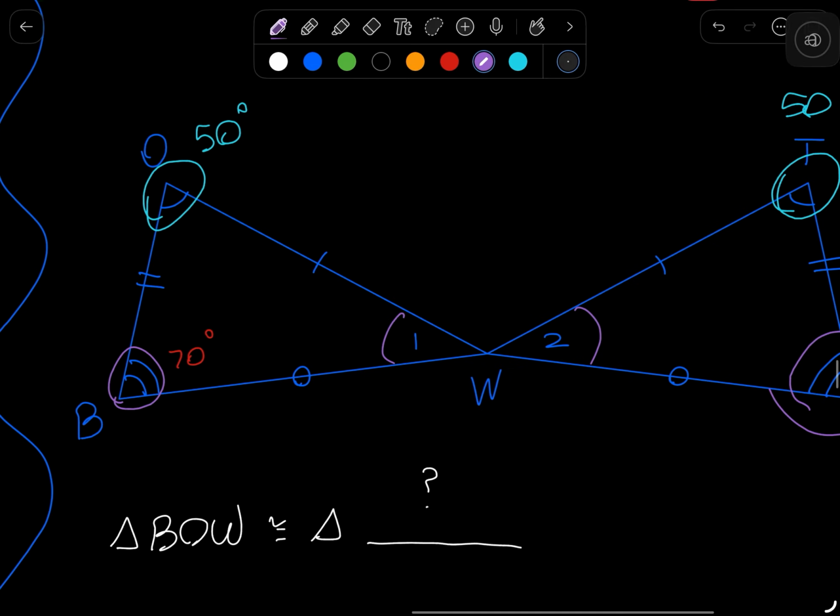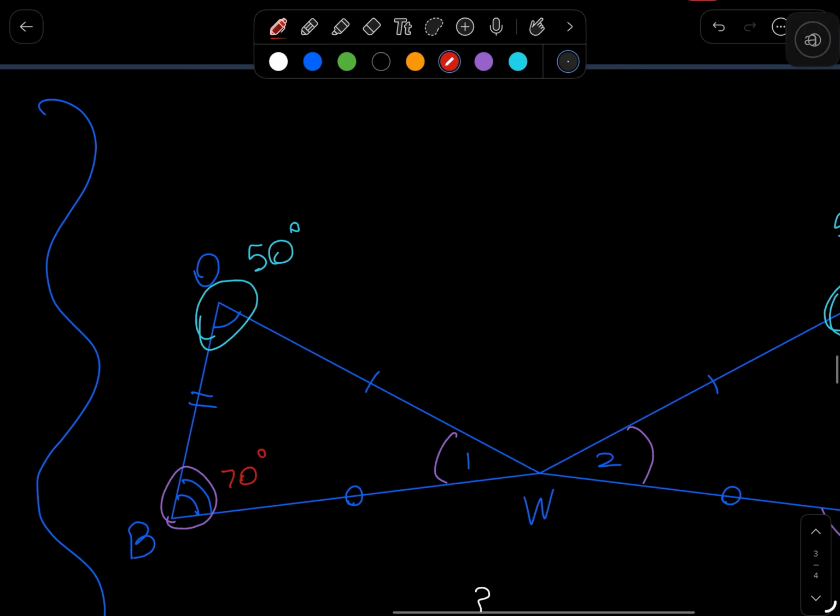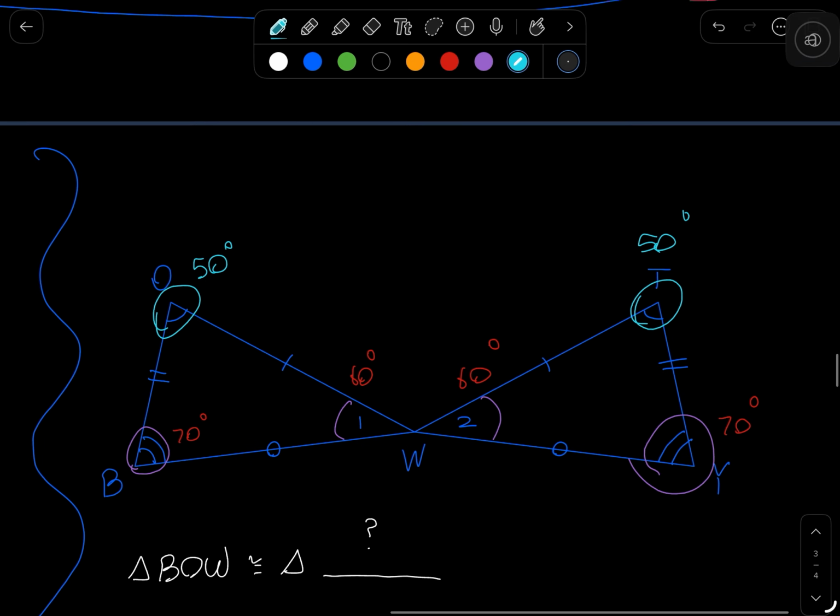Well, remember that all angles in a triangle add up to 180. So if you do 50 plus 70, that gives you 120. So this has to be 60, and this also has to be 60, because again, 50 plus 70 is 120, and you do 180 minus 120 to get 60.